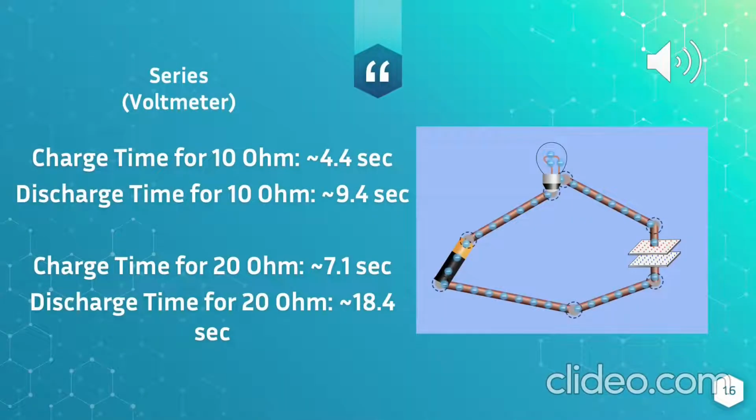Lastly, we dealt with a series circuit based on how charges would affect how long a light bulb lasts. For the 10 ohm resistance, the light bulb had a shining time of 4.4 seconds with a discharge time of roughly 9.4 seconds. And for a charge with 20 ohms, we had a 7.1 second charge time with a discharge time of roughly 18.4 seconds.